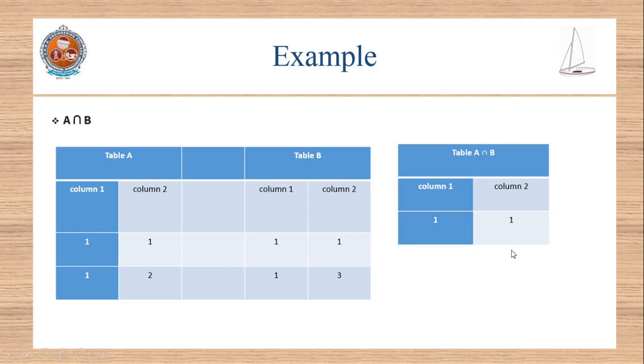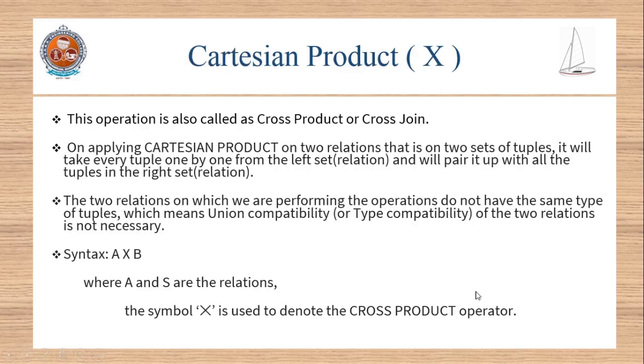The next operation we are having is the Cartesian product, which is represented by X, or we can say it as into symbol. And this operation is also called as cross product, or in some cases it is also called as cross join. And this Cartesian product is being applied on two relations.